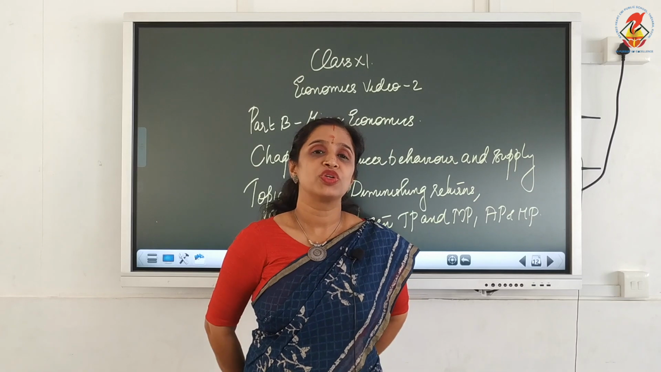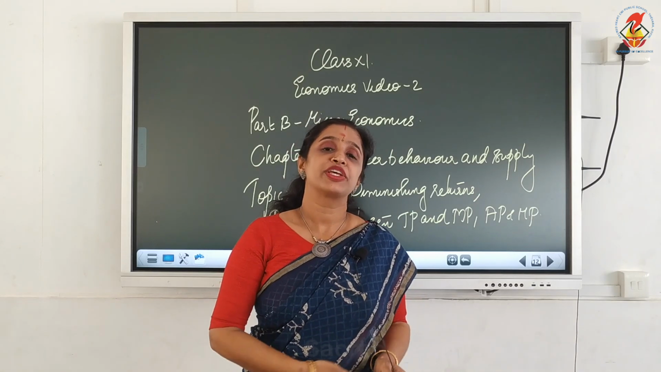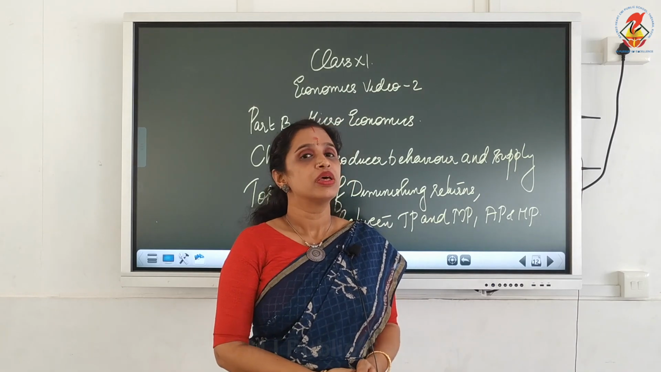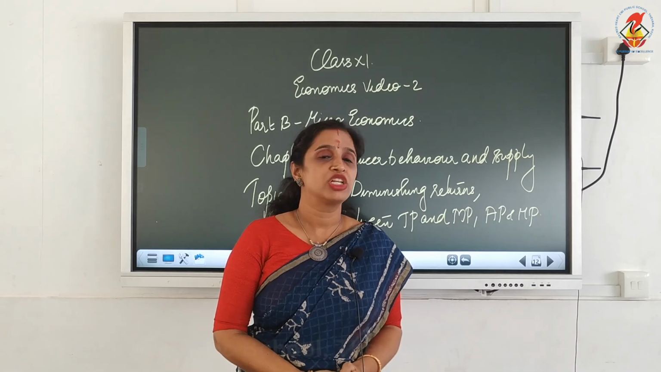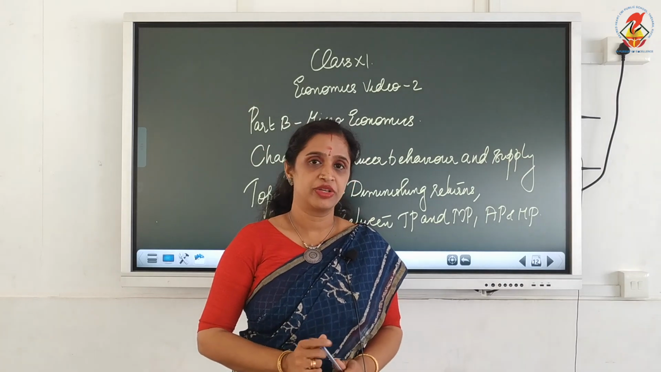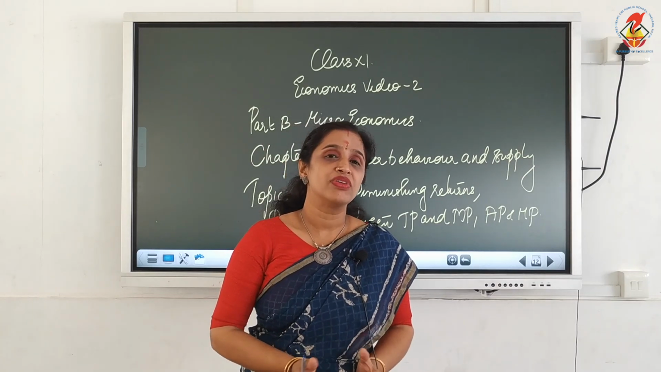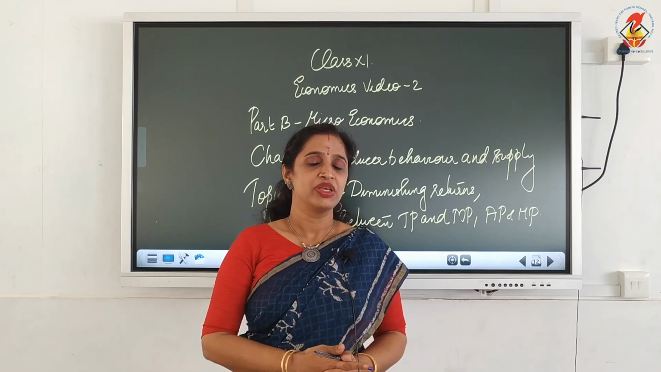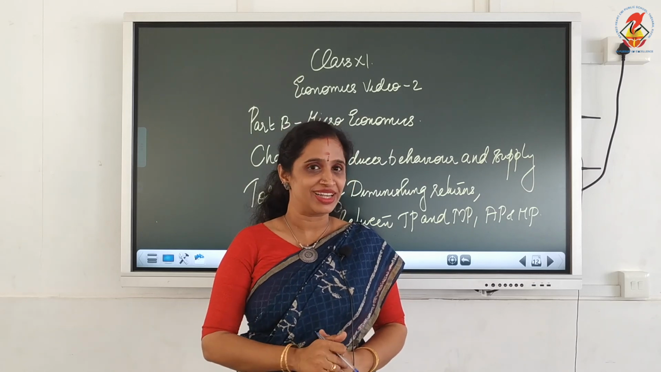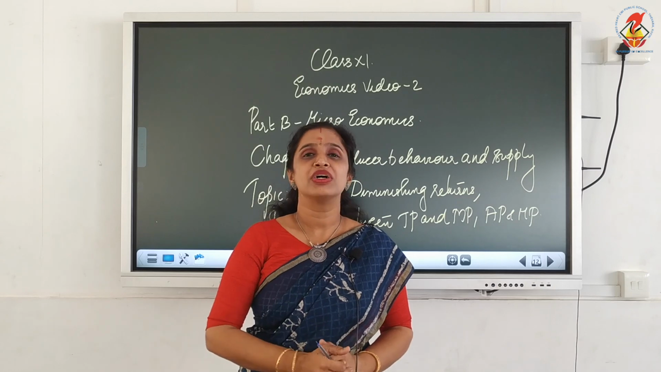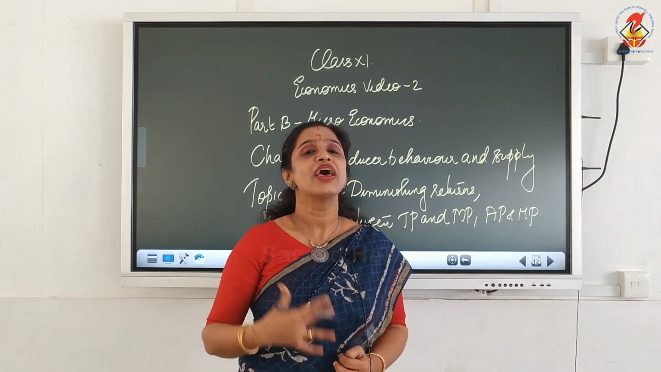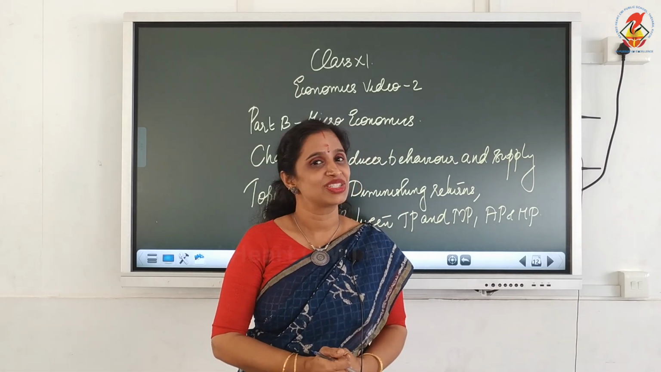Welcome back, children. We will move on to the next topic of the chapter. The next few topics that you are going to learn are the law of diminishing returns, the relation between total product and marginal product, and the relation between average product and marginal product. Now you can relate to the theories that you have learned in consumer equilibrium and demand. There we learned about the relation between total utility and marginal utility. Then you learned about the law of diminishing marginal utility. Similarly, we will have to learn the law of diminishing returns and the relationship between total product and marginal product.